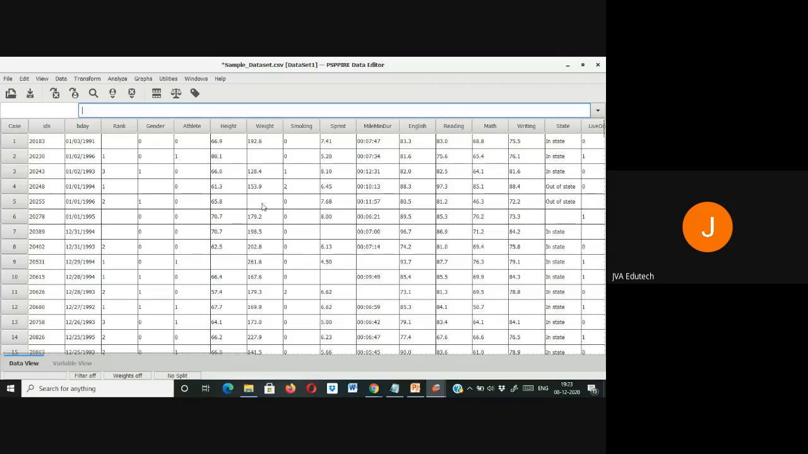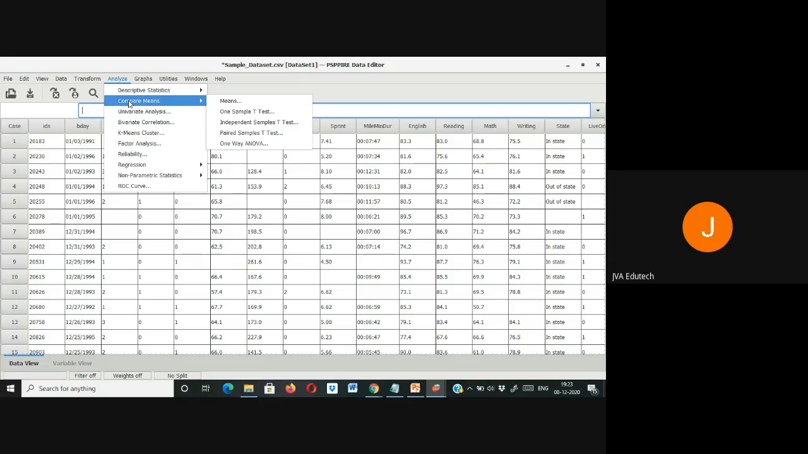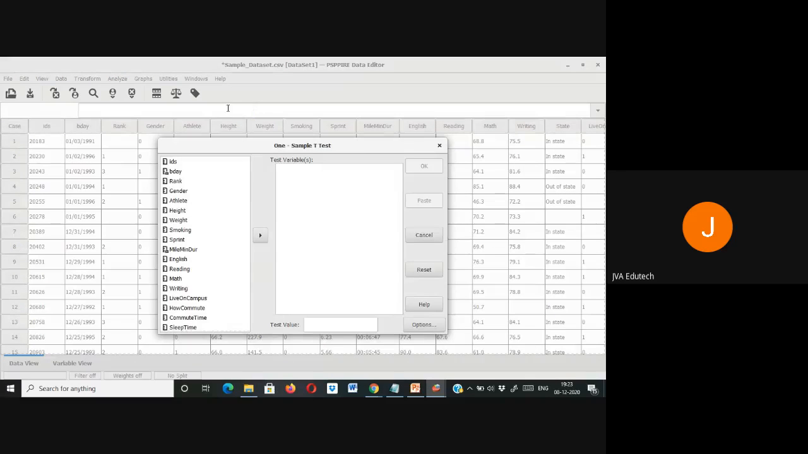So the preliminaries we have tested. Now let's check for the one sample t-test or hypothesis test. So go to analyze, compare means, and one sample t-test. Now we wanted to do this for height. So our test variable is height. What would be our test value?